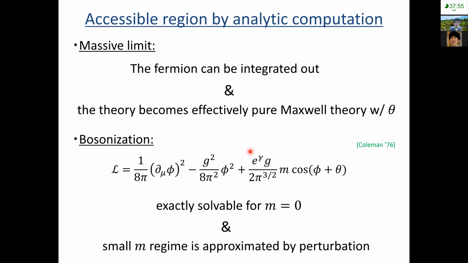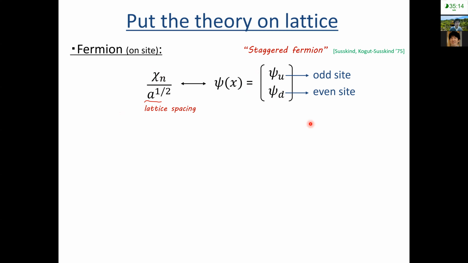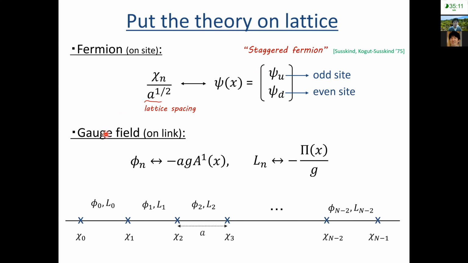All right. Next, let me try to put the theory on a lattice and rewrite the theory in terms of qubits. First, we have a fermion. We put the fermion on sites, and originally the fermion had two components, and we put the upper component and the lower component on different sites. This method is called staggered fermion. We also have a gauge field, and we put the gauge field on links.